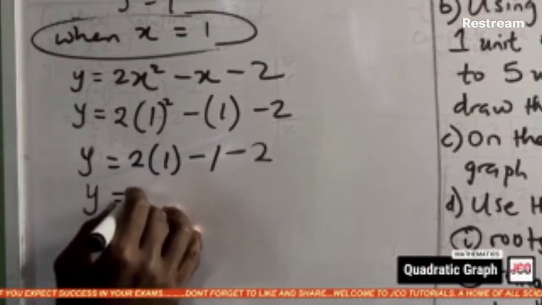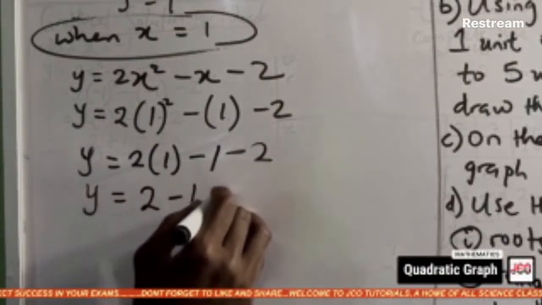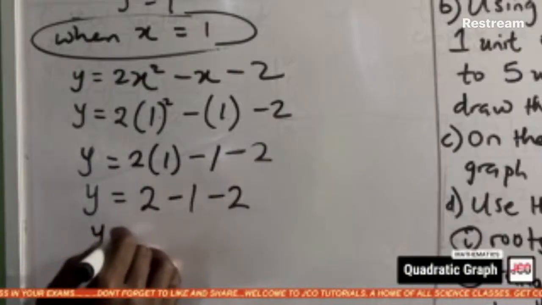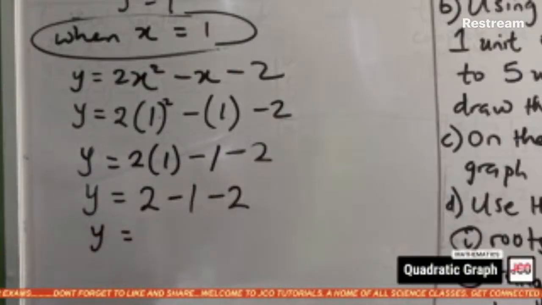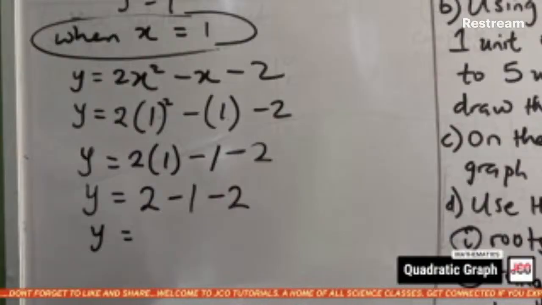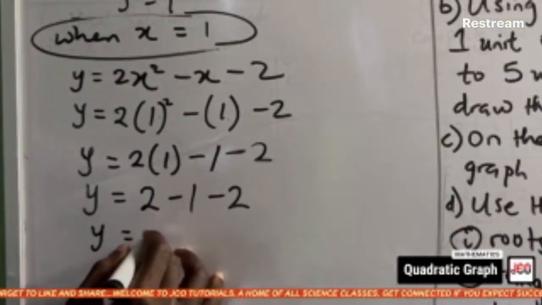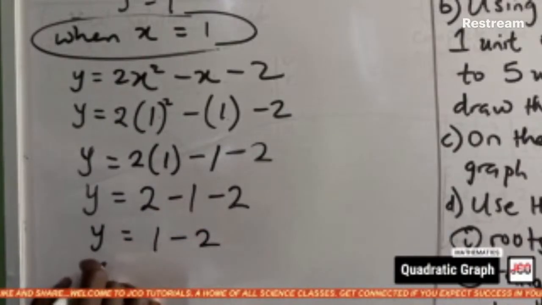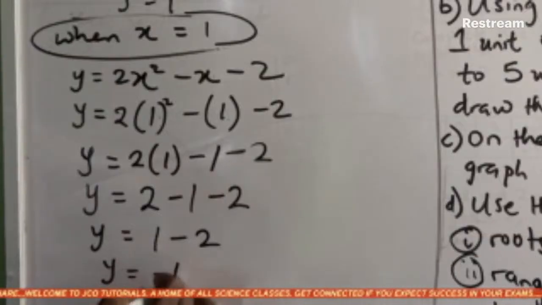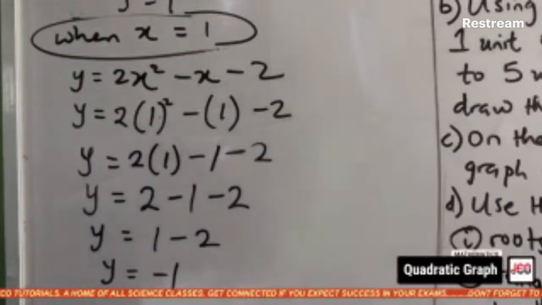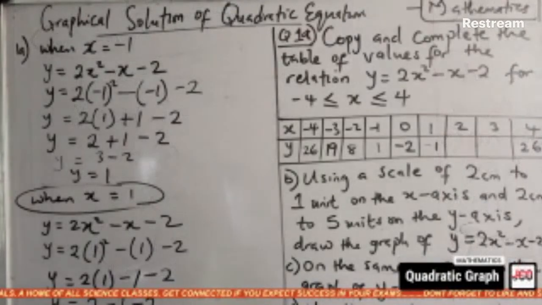y is equal to 2 times 1, which is 2, minus 1, minus 2. y is equal to 2 minus 1. 2 minus 1 is 1, then minus 2, which is minus 1. So this gives me minus 1. So I'm solving and completing my table.